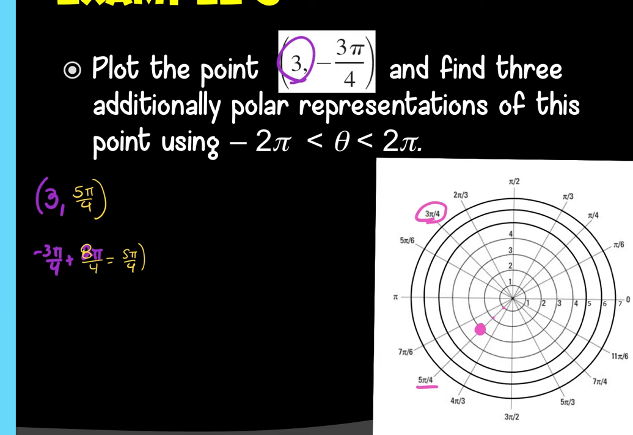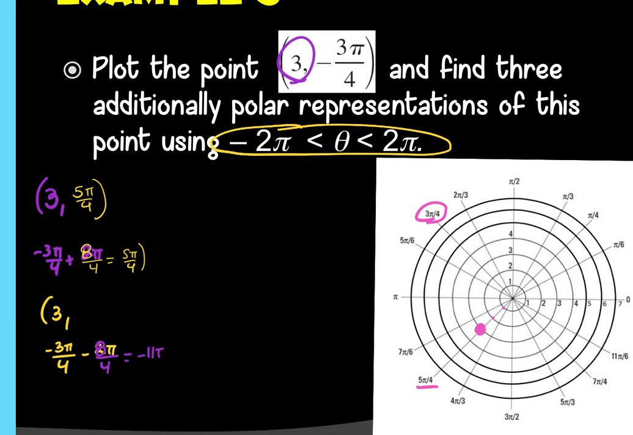But notice that this said I want 3 other representations from negative pi over 2 to positive pi over 2. So is 5 pi over 4 in that range? Yes, so I know I can keep that one. Now the other way to do it is keep r the same, but take the negative 3 pi over 4 and subtract 2 pi from it. If I make that 8 pi over 4, I end up with negative 11 pi over 4.